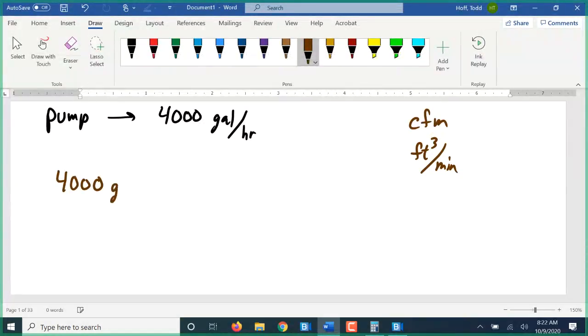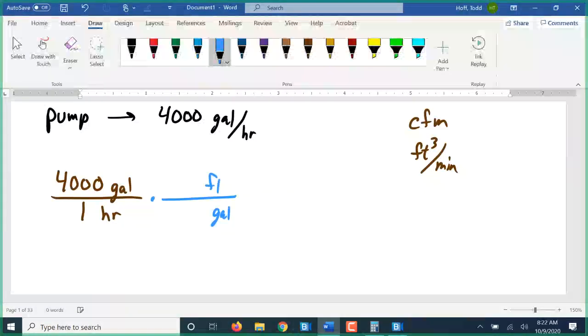That's 4,000 gallons per 1 hour. We have to change the gallons into cubic feet, so let's do that first. We're going to put gallons on bottom, cubic feet on top. We look up our relationship between cubic feet and gallons. We find 1 cubic foot is about 7.5 gallons, or 7.48 gallons, depending on where you look it up.